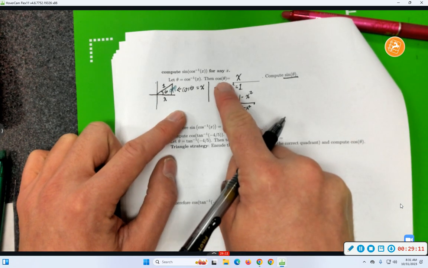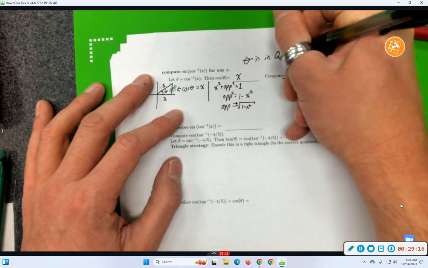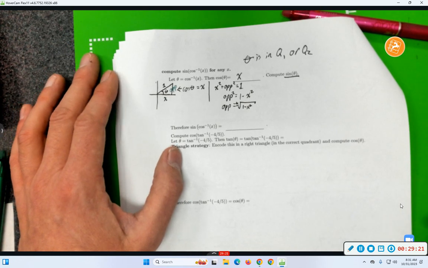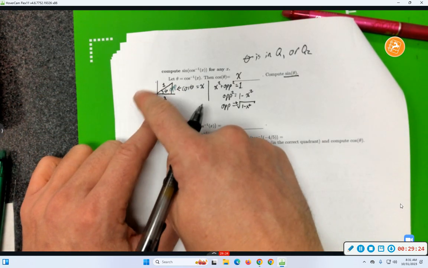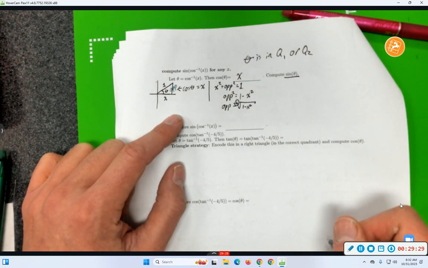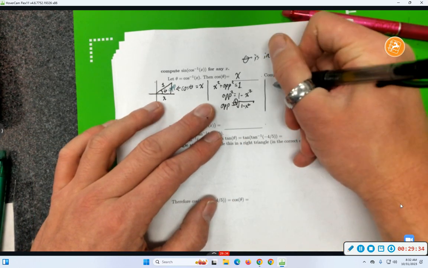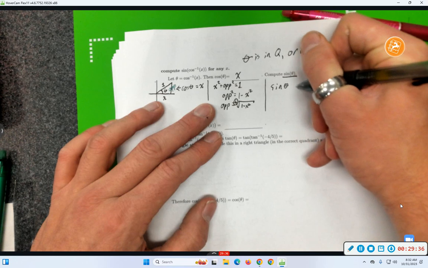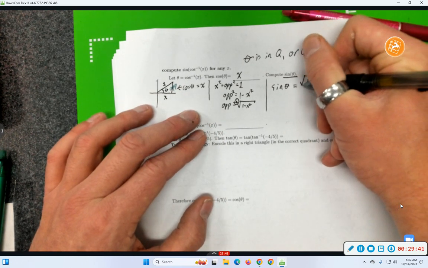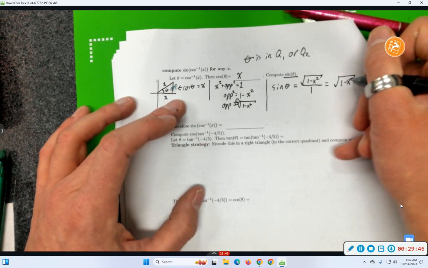So remember, this angle theta is in quadrant 1 or quadrant 2, because that's the range of inverse cosine. The sine, or I guess this opposite side length, will always be positive in that range. So if that thing is positive, the opposite side length is square root of 1 minus x squared, so sine of this angle is square root 1 minus x squared over 1. Oh, so it's just the square root of 1 minus x squared.